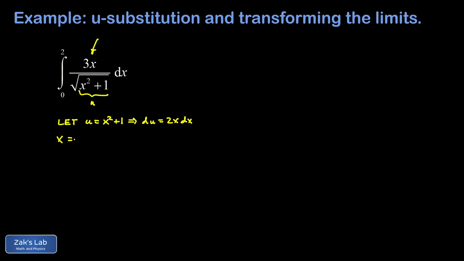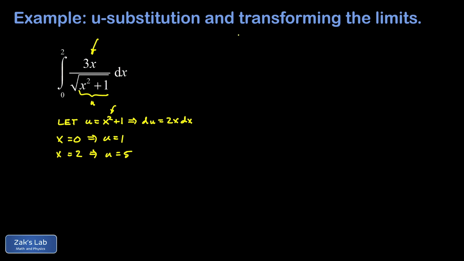So when x is 0, that's the lower limit. I look at my substitution here, u is equal to x squared plus 1, and I sub in x equals 0, and I get u equals 1. And our upper limit is x equals 2. When I sub in x equals 2 here, I end up with u equals 5.